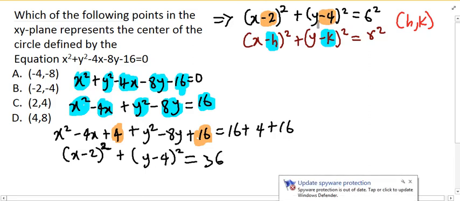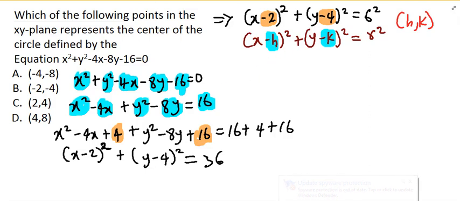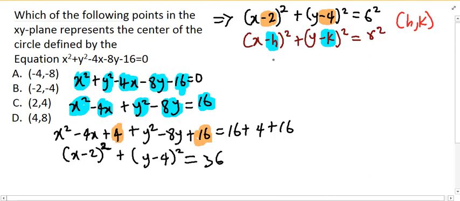But remember, these are in the factored forms. So normally they should be giving us just 2 comma 4. 2 comma 4, not 2 comma k. So 2 comma 4, that should be the center of the circle.